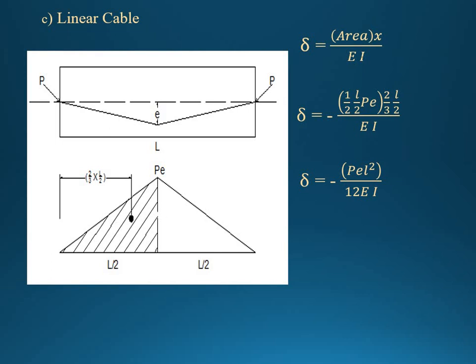As we know, the area of the triangle is half into base into height, where half into base means L by 2 into height means PE, that is the area, into the centroidal distance, it is 2 by 3 into the length, that is L by 2 by EI. Therefore, delta equal to, don't forget the sign, delta equal to minus PE L square by 12 EI is a deflection formula for linear cable.